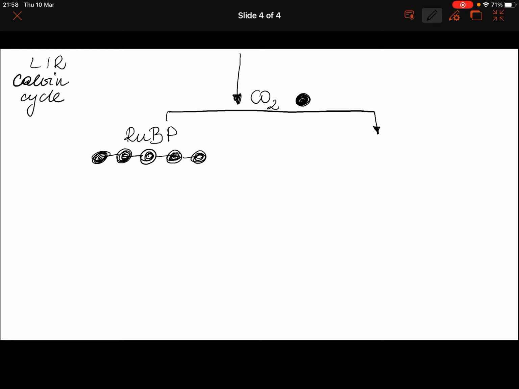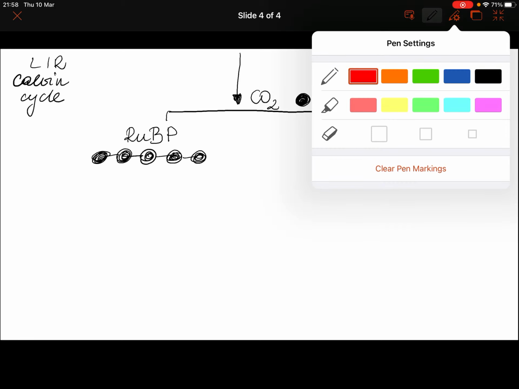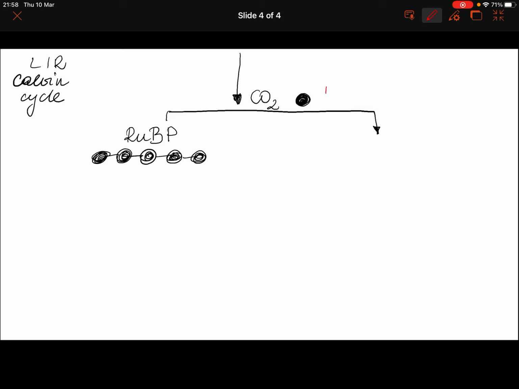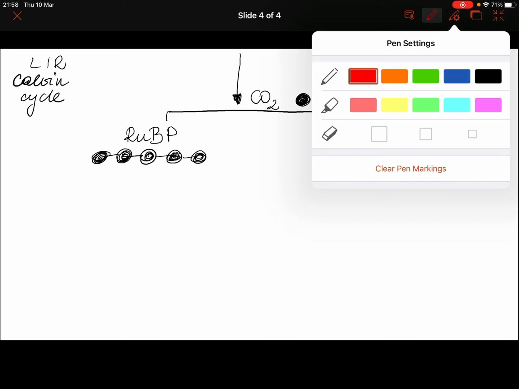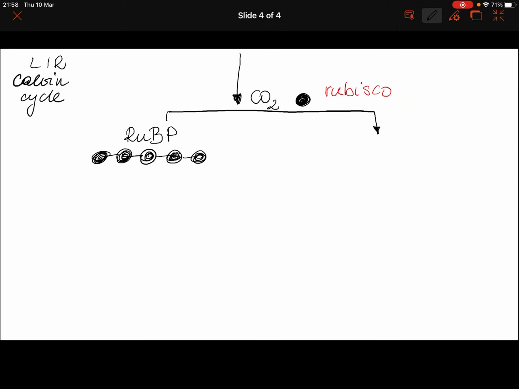So one more time, it's a cycle, so each cycle has to begin and finish with the same product. So we're starting with ribulose bisphosphate, which has 5 carbons. Ribulose bisphosphate in the stroma now will react with carbon dioxide, and this reaction is catalyzed by an enzyme called rubisco. So once they join together, as we can obviously predict, we will get a 6 carbon molecule.